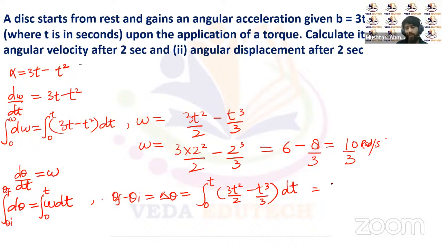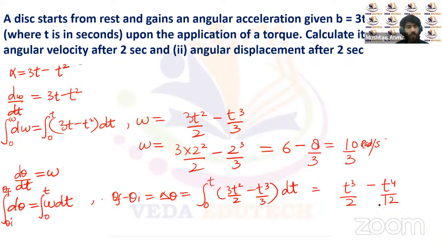So the integration of 3t square upon 2 with respect to t will be equal to t cube upon 2. Similarly, the integration of t cube upon 3 will be t to the fourth upon 12. This will be the integration.